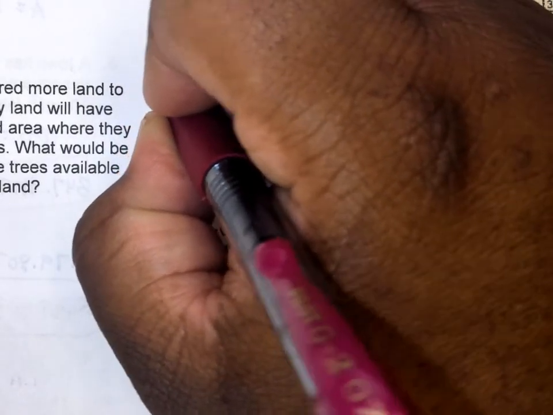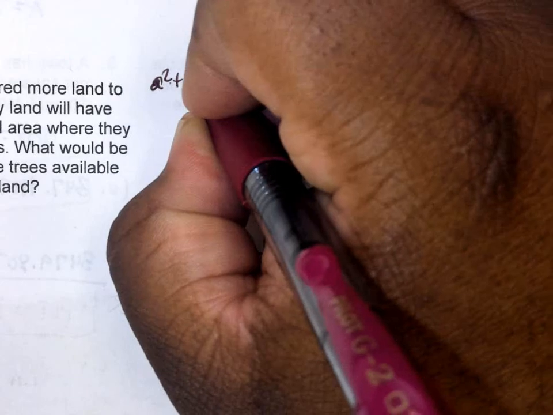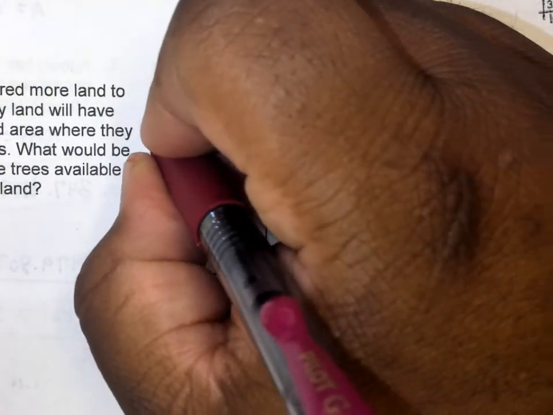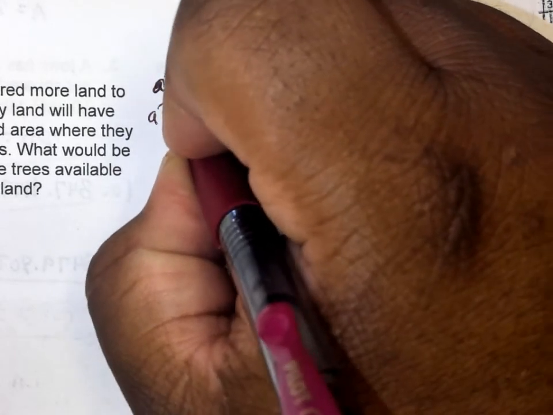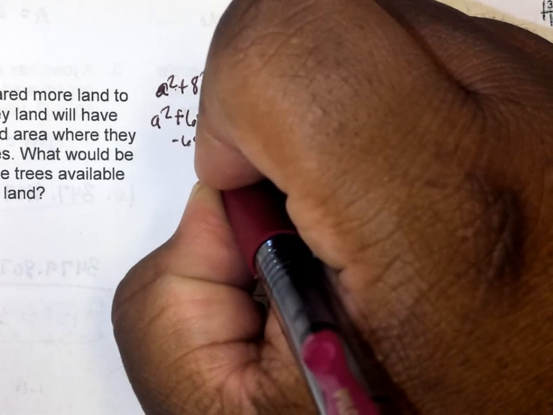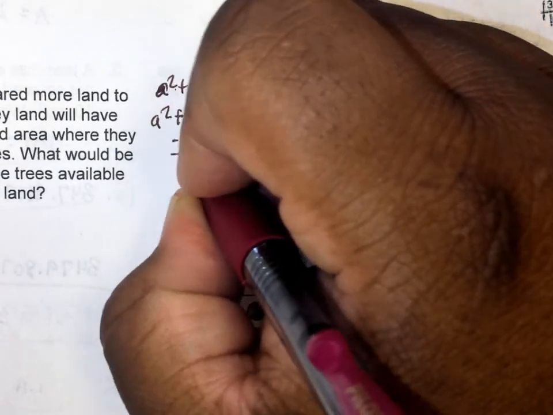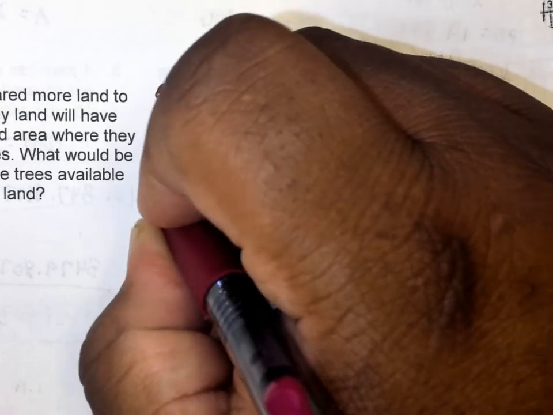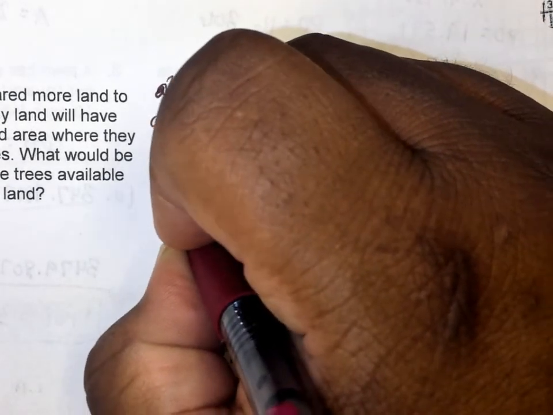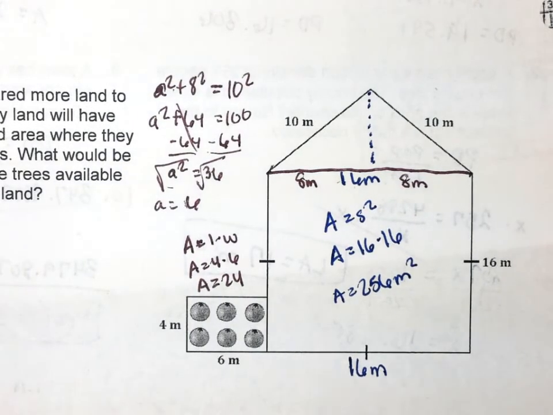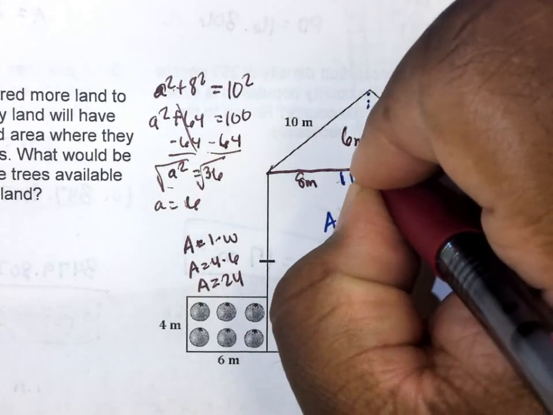Okay, so you said a squared plus 8 squared equals 10 squared. And that's a squared plus 64 equals 100. And then when you subtract that, that's 36. And then you find the square root, you get 6. So the square root of 36, height is 6, so a equals 6. So this is my height, 6 meters.